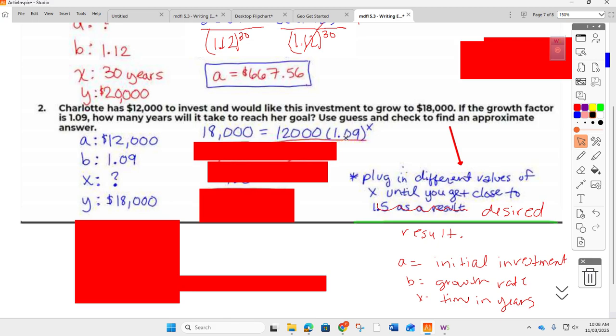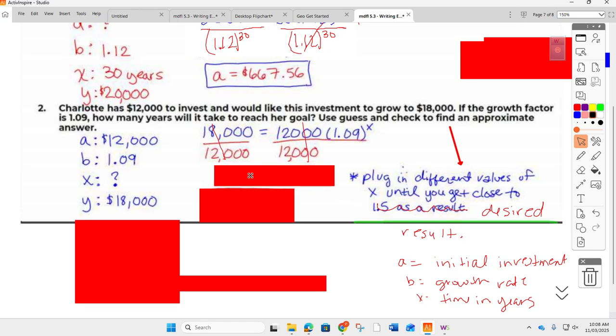So we don't have to guess and check yet. The first thing we're going to do is get this factor with the x by itself, and we can do that by dividing both sides by 12,000 first. So 18,000 divided by 12,000 is 1.5. And we know that's going to equal 1.09 times some number, raised to some number of years, right?